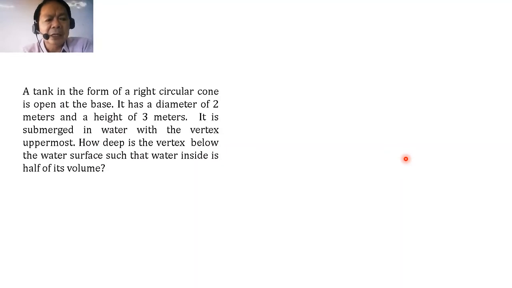Now, let us go to the third problem. In the third problem, we have a tank in the form of a right circular cone, which is open at the base. It has a diameter of 2 meters and a height of 3 meters. It is submerged in water with the vertex uppermost. The vertex of the cone is uppermost.